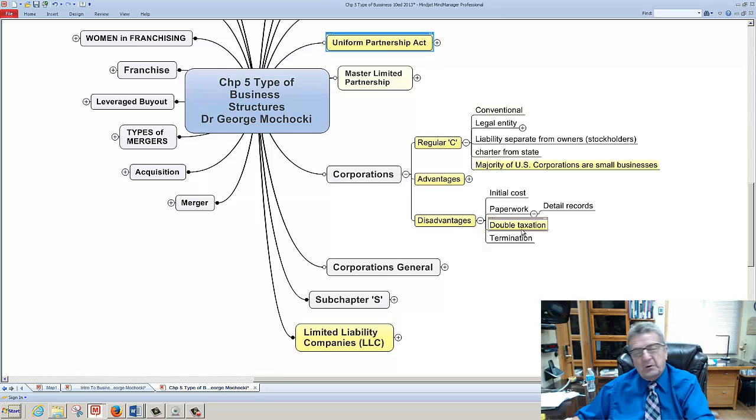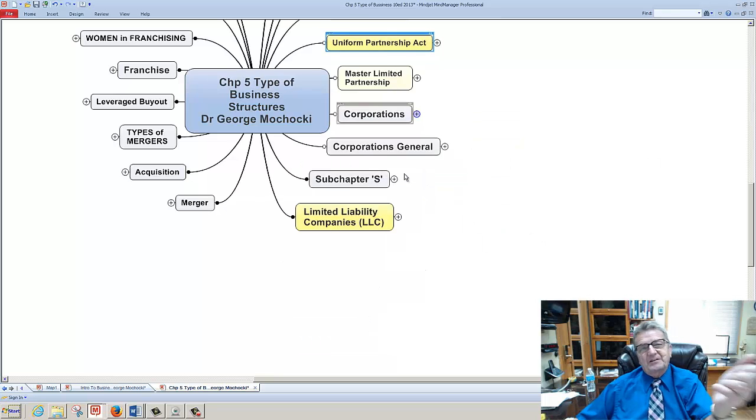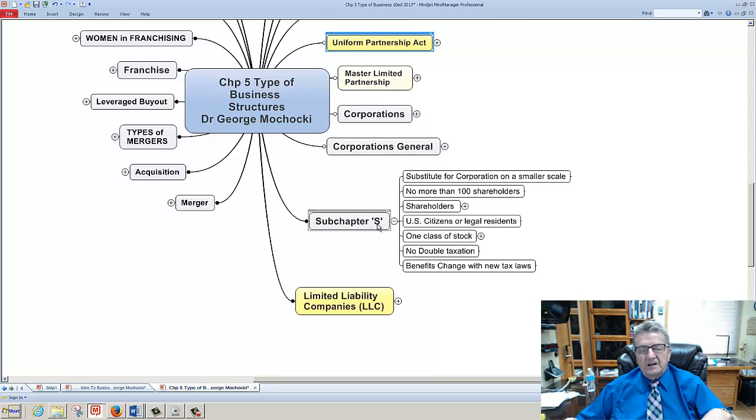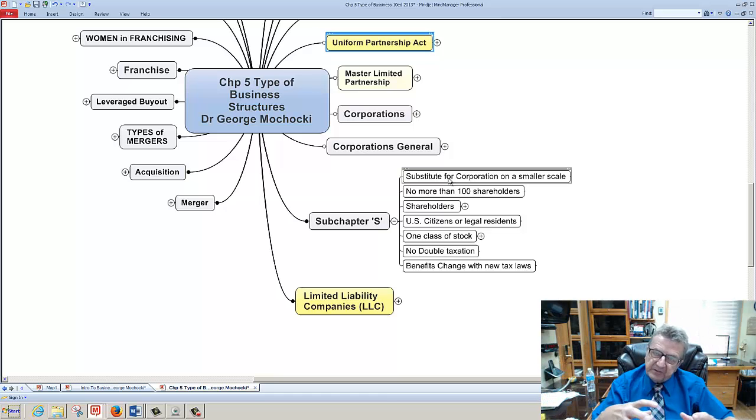Will that ever go away? No, because it's another way of taxing when we go into the government. How does the government get its money? It gets its money through fiscal policy, through taxation. Now, Chapter S is basically a substitute for a corporation, but for a smaller business. The government wants more people to go into business to stimulate the economy, with the invisible hand that we learned about from Adam Smith and everything else.